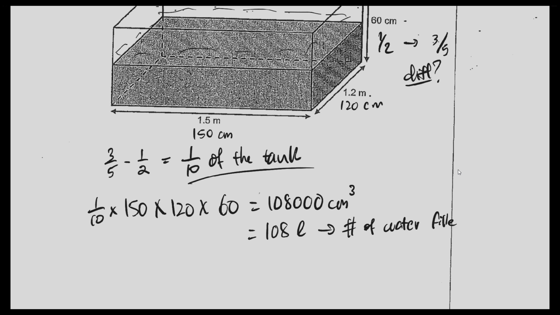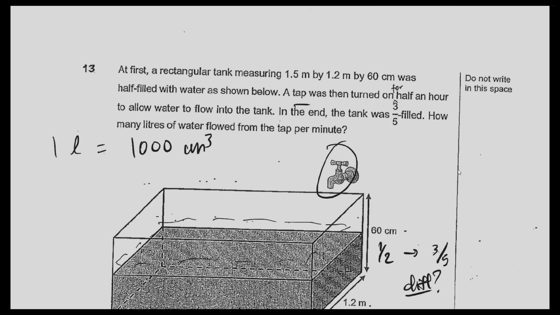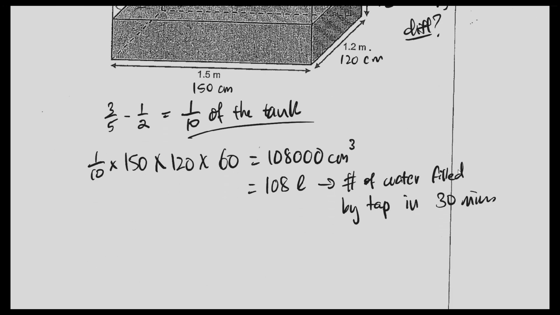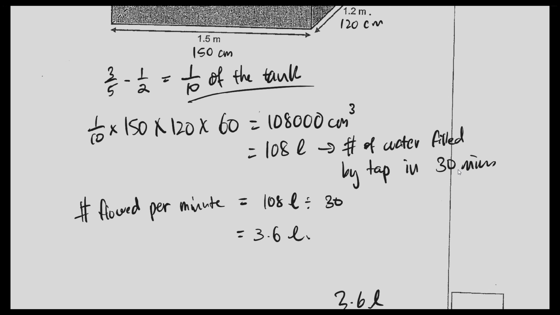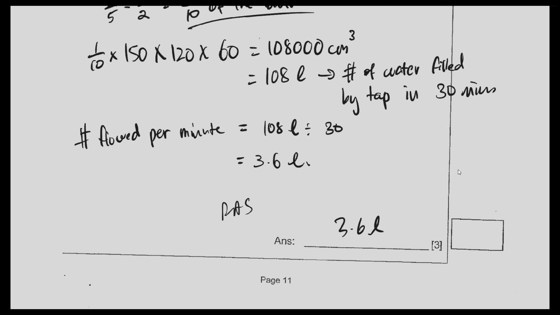Right, so this is the amount of water filled by the tap in 30 minutes. Right, as you can see, the tap was turned on for half an hour. Half an hour is just 30 minutes. So you want to find how many liters of water flowed from the tap per minute, right? So amount flowed per minute. You just divide 108 liters by 30. You'll get 3.6 liters. That is your final answer.